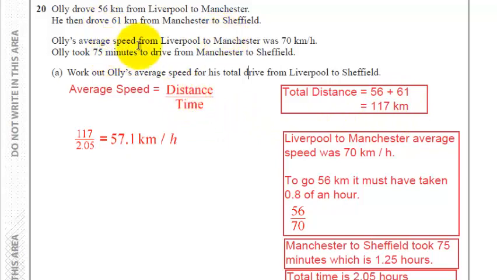Ollie's average speed from Liverpool to Manchester was 70 kilometres per hour. If he's travelled at 70 kilometres per hour, to go 56 kilometres it would have taken 0.8 of an hour, because you do 56 divided by 70 to get 0.8.